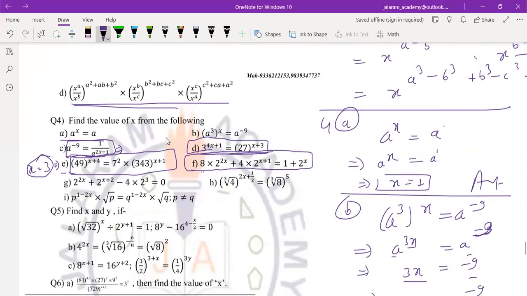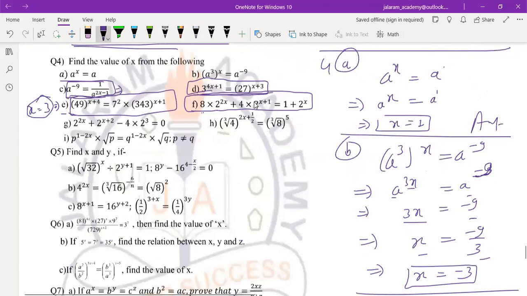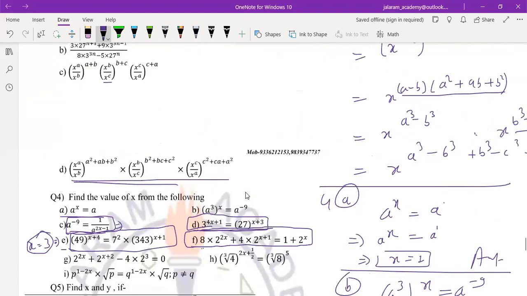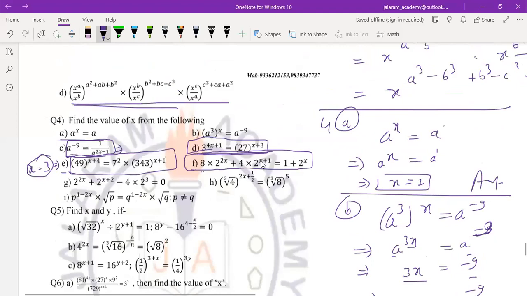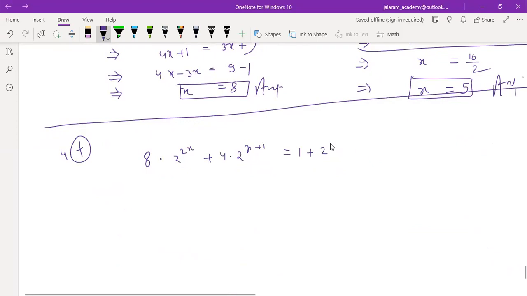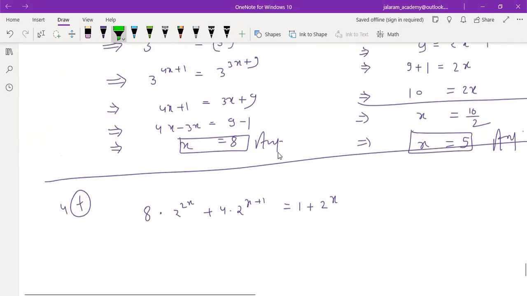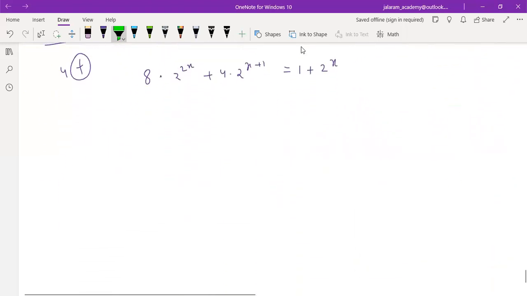8 into 2 to the power 2x plus 4 into 2 to the power x plus 1 is equal to 1 plus 2 to the power x. Check it. 8 into 2 to the power 2x plus 4 into 2 to the power x plus 1 equals 1 plus 2 to the power x. Okay, so let's now solve it.